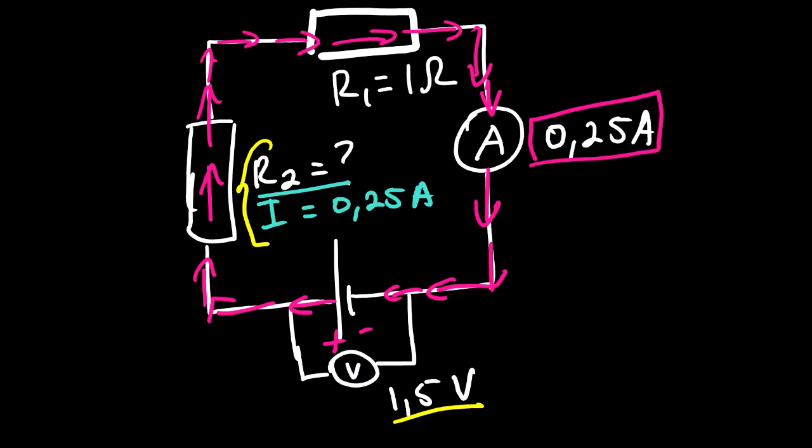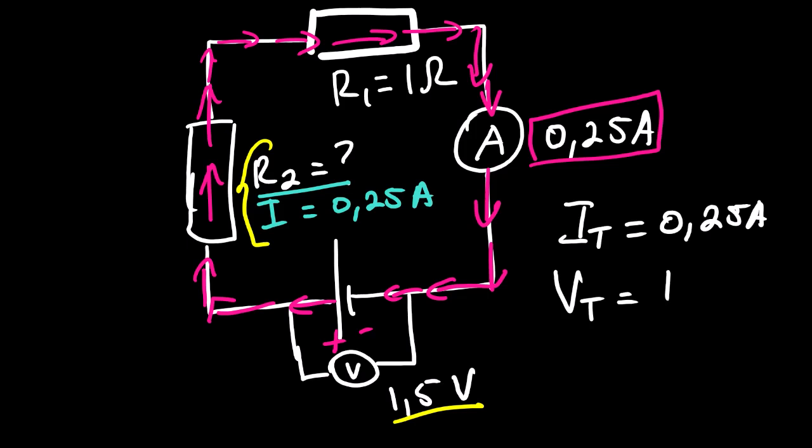So what can we do? We look at the whole circuit. We have the total current, which is 0.25 ampere. We have the total voltage, or the potential difference, which is 1.5 volts. Now let us look. Can we calculate the total resistance?